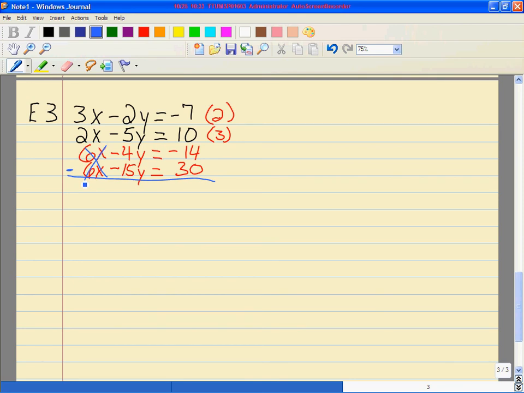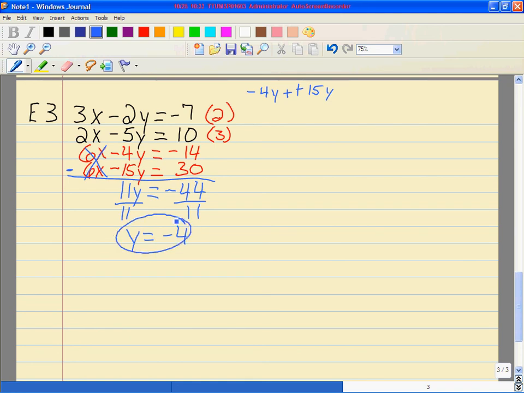Negative 4y minus negative 15y. If you need to, you can write that out over on the side. You can work that out, or if you need to use your calculator, that's fine also. But as you can see, this will become plus a positive here, and we'll get positive 11y here. And then negative 14 minus 30 will give us negative 44. Then we'll divide by 11 to solve for y, and y is going to equal negative 4.